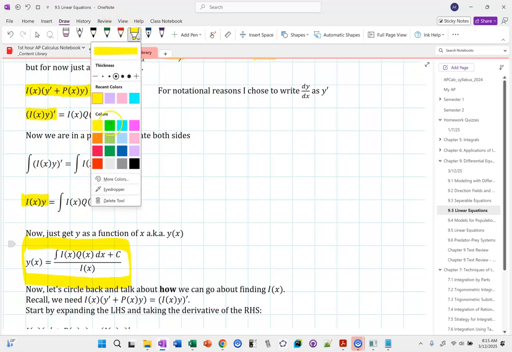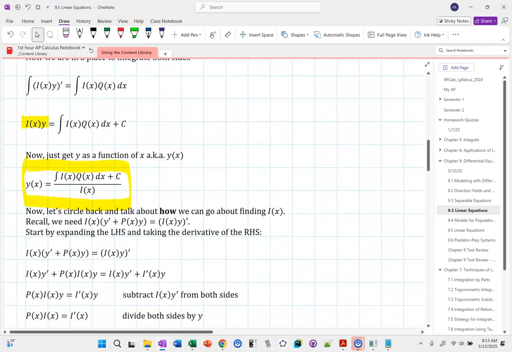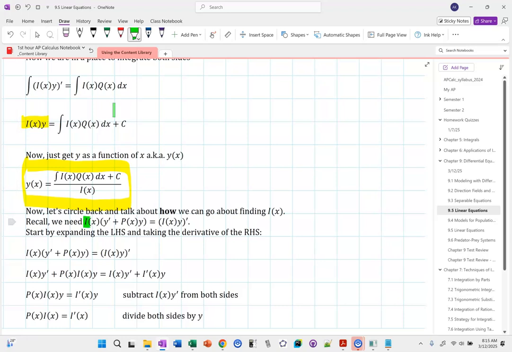So what we're going to do next is talk about how we go and pick that I of x, right? You went along with me in believing that it existed, that we could find such an I of x. Let's talk about how we actually go about finding it, because that has not been addressed yet. So what we need is I of x times the left-hand side of our linear first-order differential equation to equal the derivative of I of x times y.